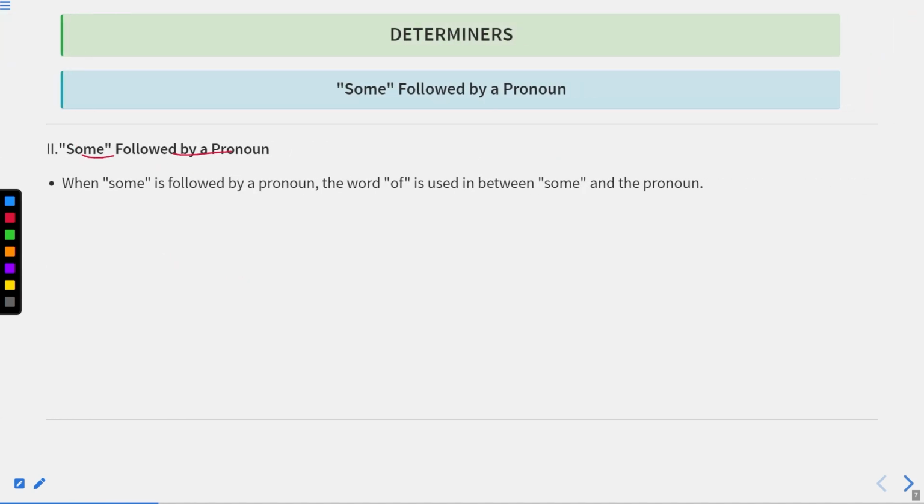Now, some followed by a pronoun. When some is followed by a pronoun, the word of is used between some and the pronoun. For example, I can say some of them. It means after some we have a preposition, that is of, and after that we will have a pronoun. Now a pronoun can be in the nominative case, the objective case or the possessive case, but if we are using of, that is a preposition, and a preposition is always followed by the objective case. So after of we will have the objective case of the pronoun.